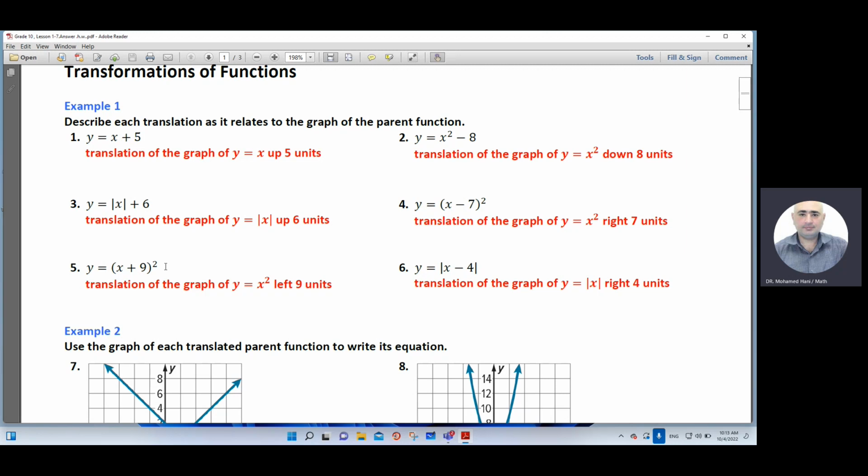Right. And here also quadratic. And as you see here, the h will be negative, because here negative h means negative 9. And when h is negative, it means to the left. And here we have absolute value. And the value of h will be positive, meaning the graph is translated to the right for 4 units. So I want all of you to write these exercises. This is important.